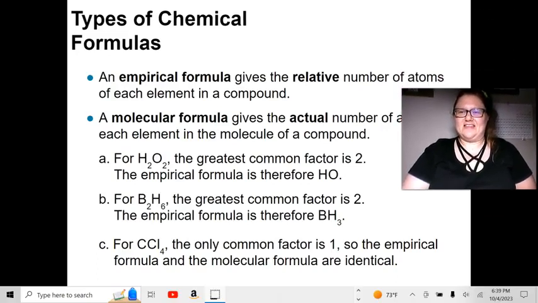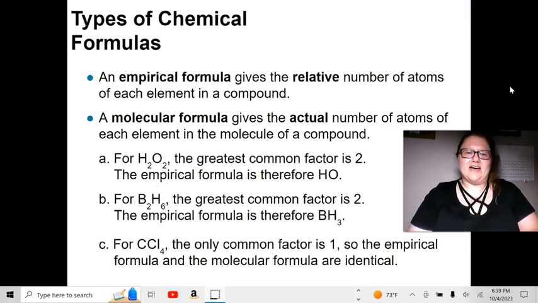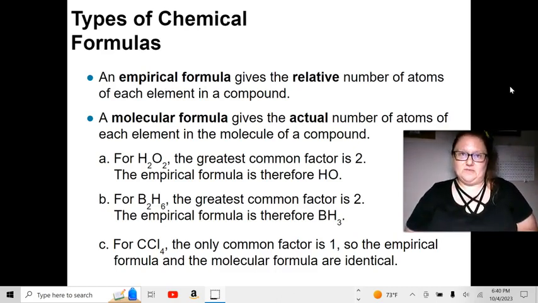Okay, just going to slide my picture down. So an empirical formula tells you the relative number of atoms of each element in a compound. Another definition for this would be an empirical formula tells you the lowest whole number ratio of elements to each other in that substance. Okay, the lowest whole number ratio. The molecular formula is the actual number of each element, the atoms that come together and make that substance. So let's pick apart these two types.